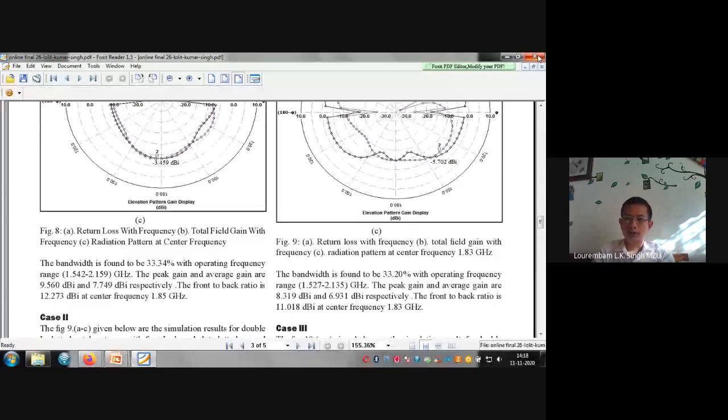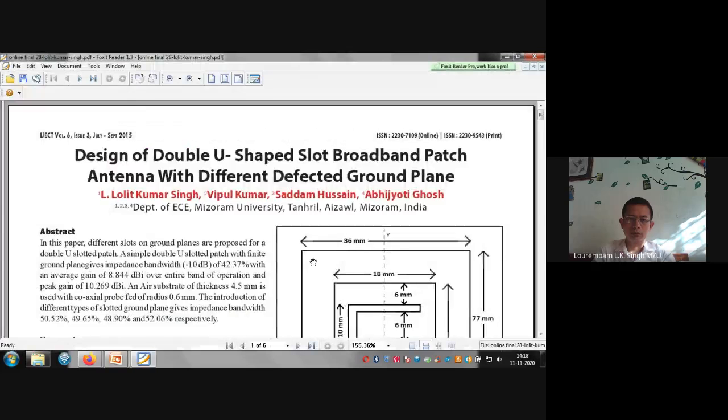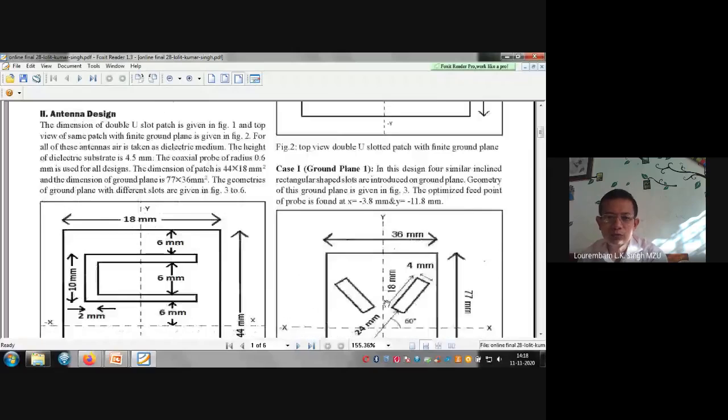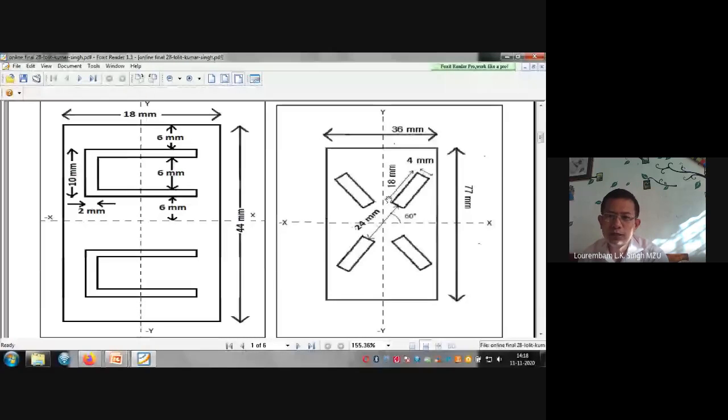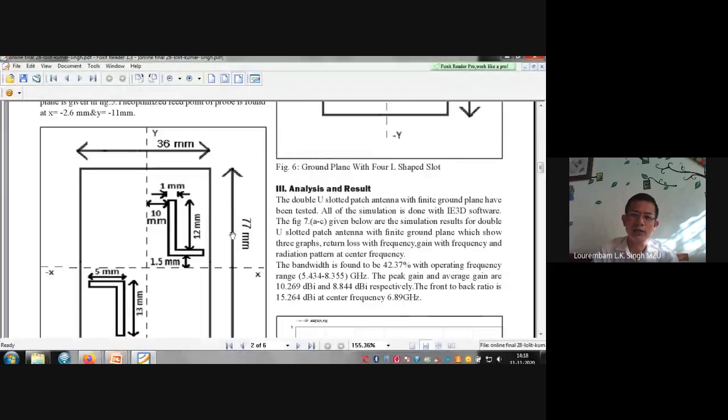Then again we have done some study on the W shape also. In that case also we tried with different types of ground planes. The ground plane slots which have been introduced like this, like this, all we have tried. Okay.